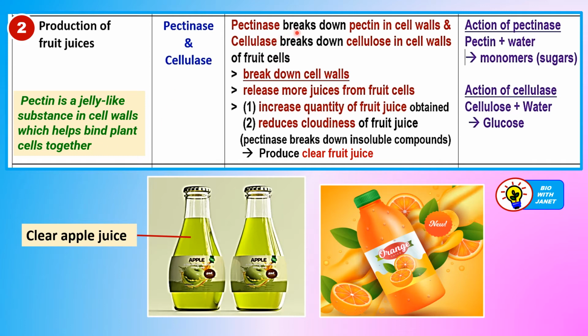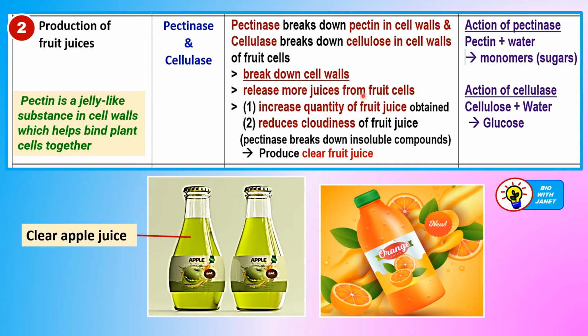So the pectinase breaks down the pectin in the cell walls through this equation: pectin plus water, with pectinase written on top, produces the monomers, the monosaccharides. When the pectin is broken down, it will cause the cell walls to separate from each other. It can also break down the cell walls. Apart from that, there's also cellulase, which helps to break down the cellulose found abundantly in cell walls. In this way, these two enzymes help to break down the cell walls of the fruit cells so that more juice can be released from the fruit cells.